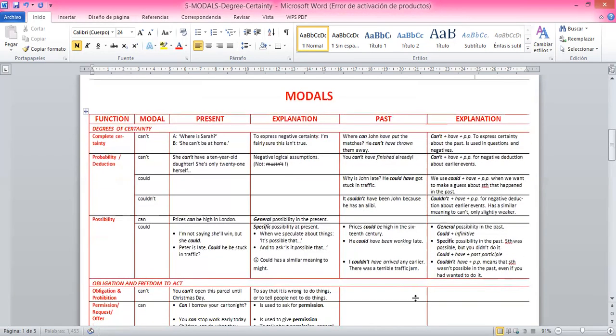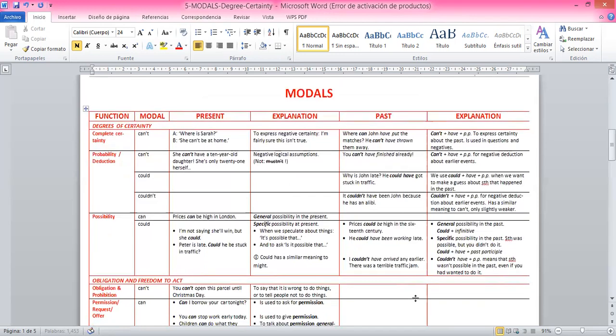Okay, here. In this table, you will find the function, the modal that we can use for that function, the present, the explanation about the example that we have there, if we can use it in the past, and the explanation for the past. Okay, we're going to start with the present.